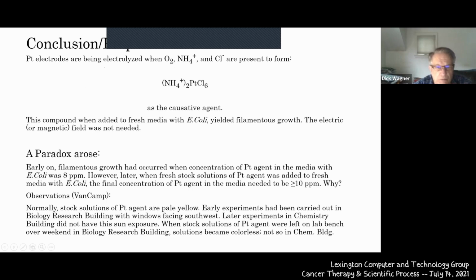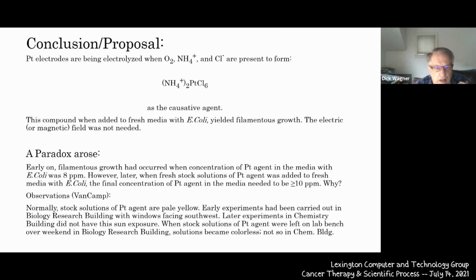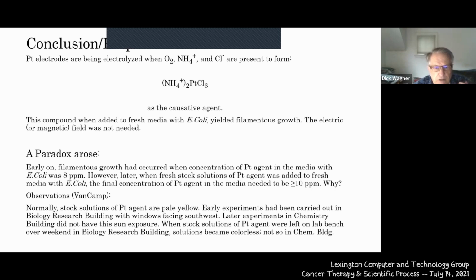This is a known substance, diammonium platinum hexachloride. It could be that that's the causative agent. That's what's causing the filaments to form. Now, this is a chemical that could be bought off the shelf. And when they did that and they put it into the E. coli media, they got filamentous growth. So, aha, this is probably what's causing it. The electric field is not needed. All you need is that chemical.